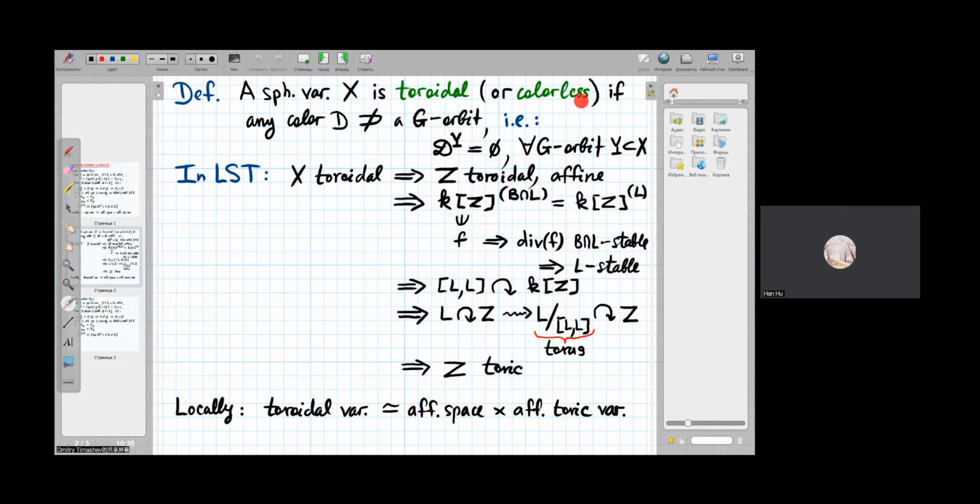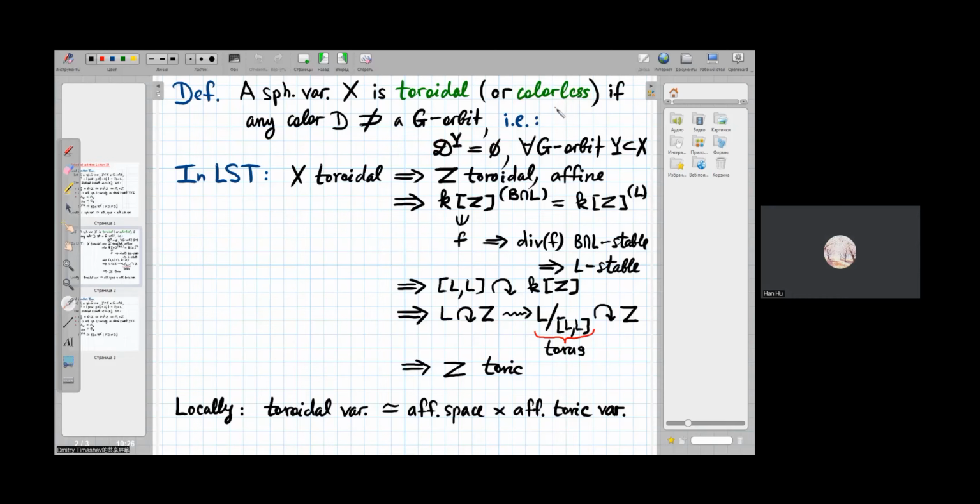And the name colorless is also clear because you know that a spherical variety is determined by its colored fan. A colored fan consists of colored cones, and each colored cone is a pair consisting of a cone and a set of colors. So for a toroidal variety, this set of colors is always empty. That's why they are called colorless. So this is an explanation for the terminology.